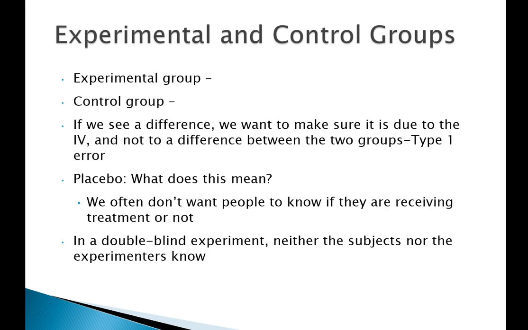If we expose one group to treatment and compare it with the other group, how will we really know that it's the treatment that caused that outcome if they were so different to begin with? Placebo, as we said, you don't want people to know they're receiving the treatment. And we talked about a double-blind experiment. It's on your test. Neither the subjects nor the experimenters know. So nobody knows who's got the placebo and who's getting the actual treatment.